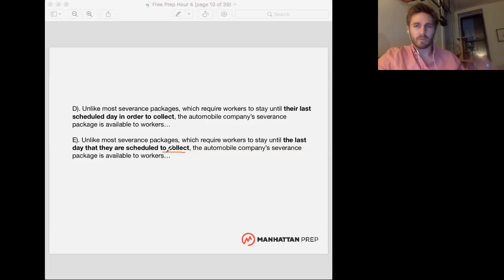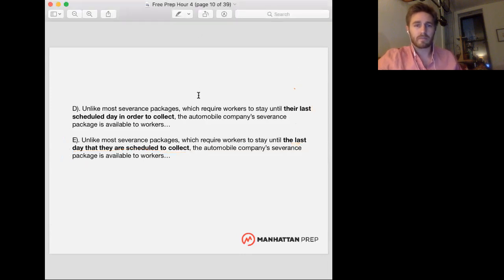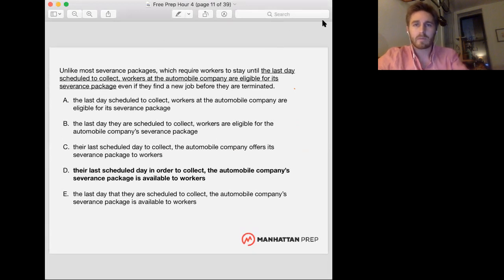Yeah, so Rupnin's really hit the nail on the head here. E says they have to wait until the last day that they are scheduled to collect the severance package, as if there are several days when they are scheduled to collect, and they have to wait until the last day. But that's not what I'm trying to say, right? They have to wait until their last scheduled day to collect the severance package, not that they have to wait until the last day they are scheduled to collect the severance package, as if there were multiple days they were scheduled. Not a grammar mistake. It's just that the modifying makes no sense in E as a human if I read it like a computer does. D modifies correctly. All right. No grammar mistakes at all here. D is correct.